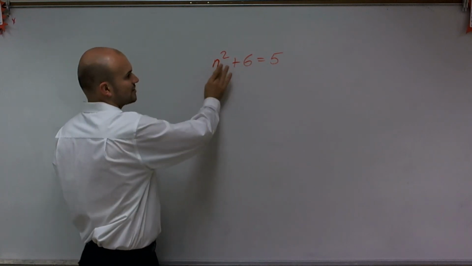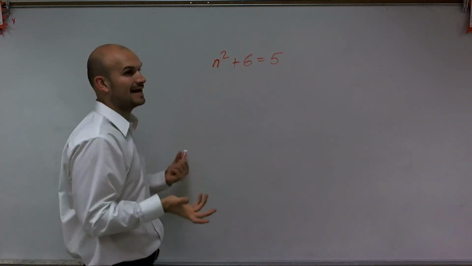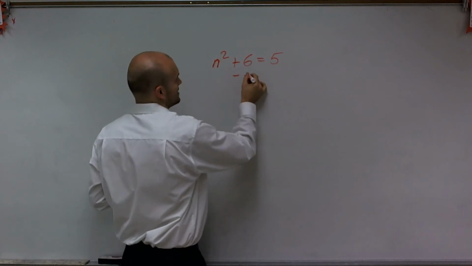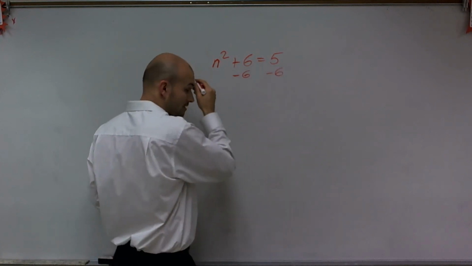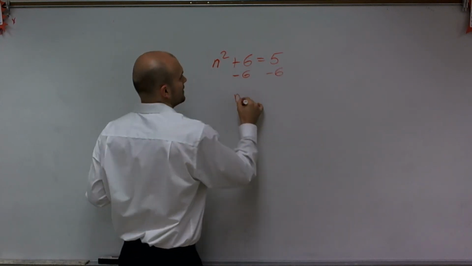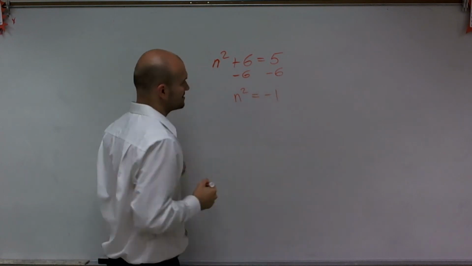So the first thing I notice, to get my n by itself, it's being added by 6. So I'm going to undo that. I'm going to subtract 6 on both sides, using subtraction property of equality. Then I have n squared equals -1.